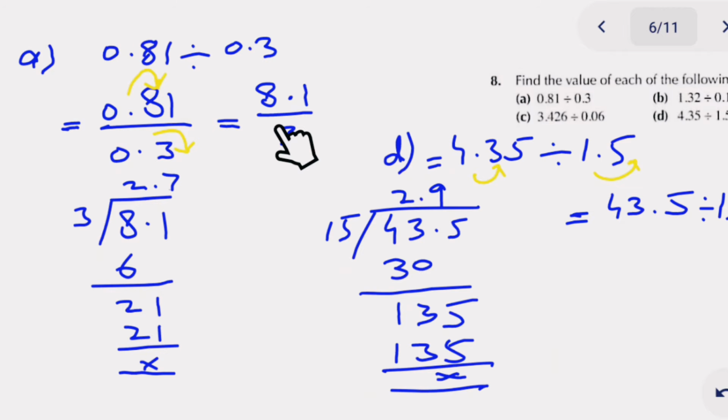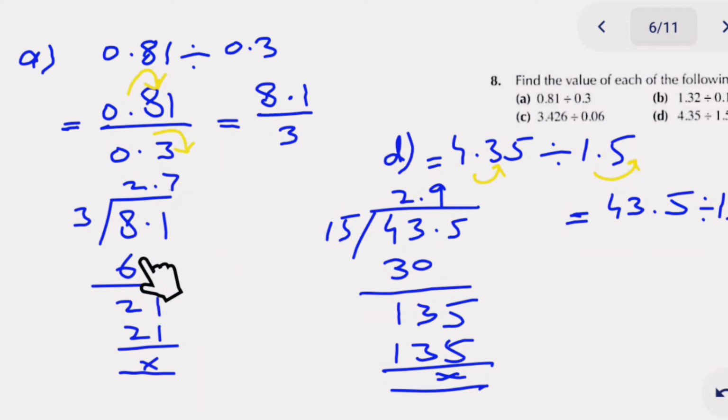In this question we have to divide the two numbers which are having decimal numbers. So 0.81 divided by 0.3, we write it in the fraction form, and then we move this decimal to the right, like 0.81 becomes 8.1, and 0.3 becomes 3. 1 point is moved in each of these numbers, and then we write it as 8.1 divided by 3.